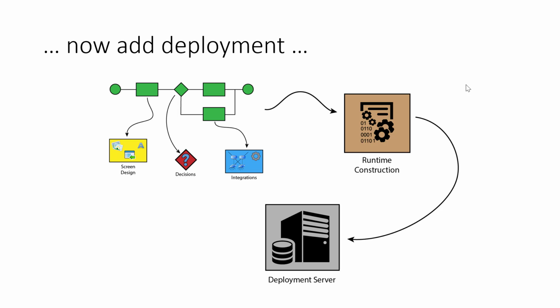So we take our fleshed out process model with its implementations, we go through some runtime construction where we compile it or we prepare it for deployment, and then we deploy it to a runtime environment for execution. So we've gone from a nice high-level vision of what it is that we want to achieve, through further degrees of refinement, through to an implementation, through to a deployment.